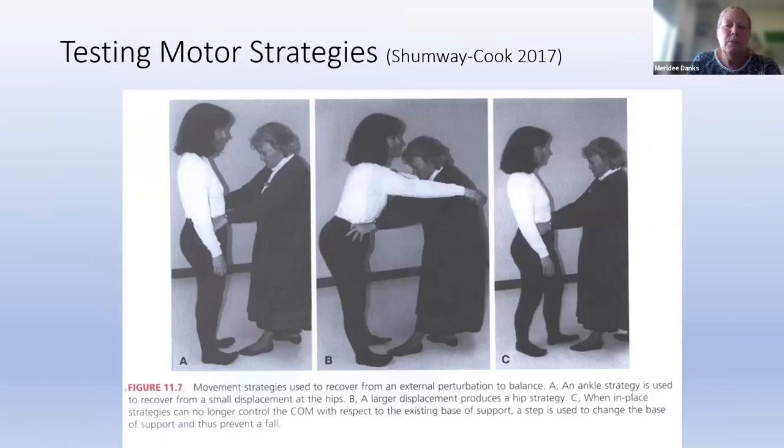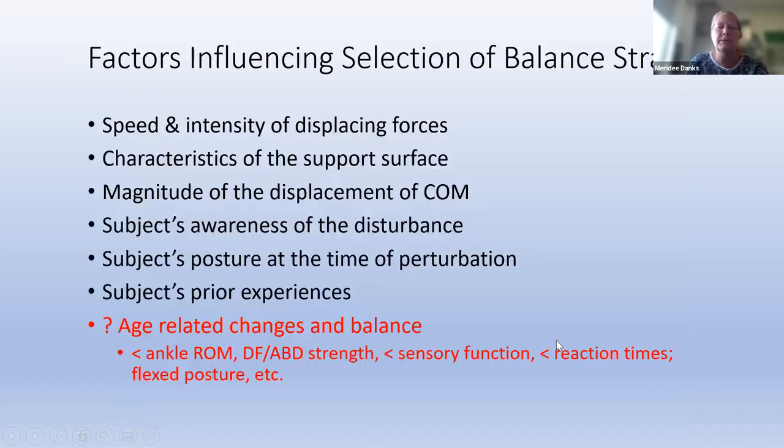So testing motor strategies, we can put our hands on the patient's hip. We can give them an unexpected push backwards, and you're looking for them to have their ankles come up with a mild push. You give a bigger push, you see the hip strategy occur. And if you go hard enough, give more of a larger push, you may see a stepping strategy. So we are able to test those.